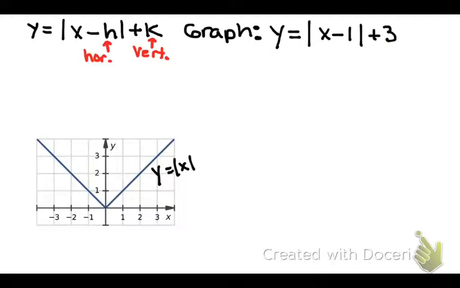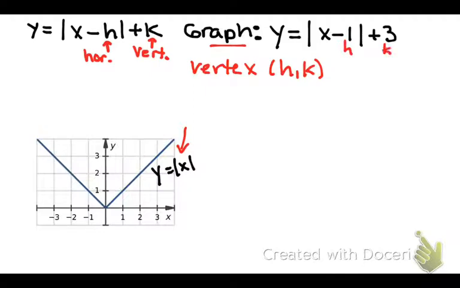We're going to graph y = |x - 1| + 3, and then we're going to compare it to our parent function, and I have that one already graphed. So the first thing we're going to do is find the vertex, and that's pretty easy because we said that the vertex is equal to (h, k). So here's my h, here's my k, so my vertex is going to be (1, 3).